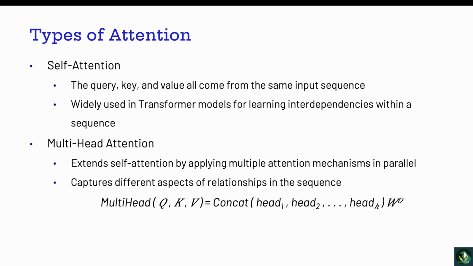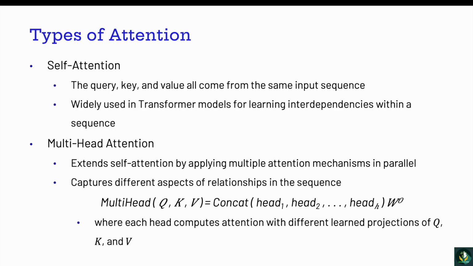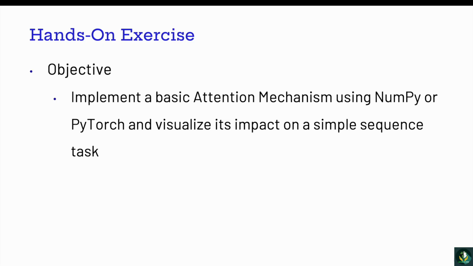The multi-head attention looks something like this, where MultiHead of Q, K and V equals the concatenation of head 1, head 2, all the way to head H, times W_O, where each head computes attention with different learned projections of Q, K and V. Now with all this information, let's jump into our hands-on exercise, where the objective is to implement a basic attention mechanism using NumPy or PyTorch and visualize its impact on a simple sequence task. So I'm going to do both this time, NumPy and PyTorch.